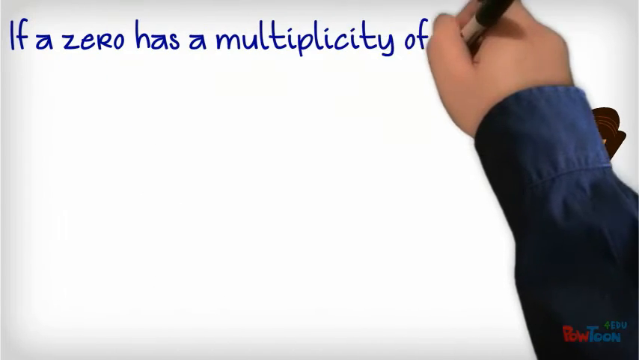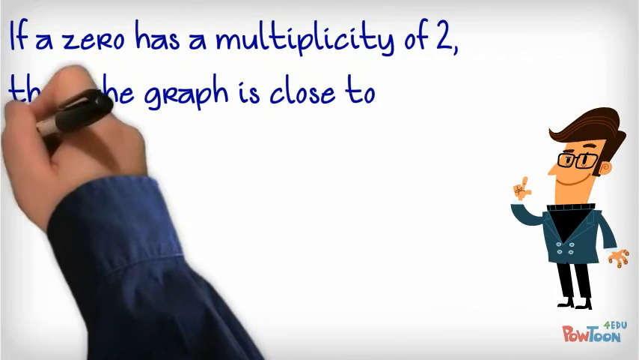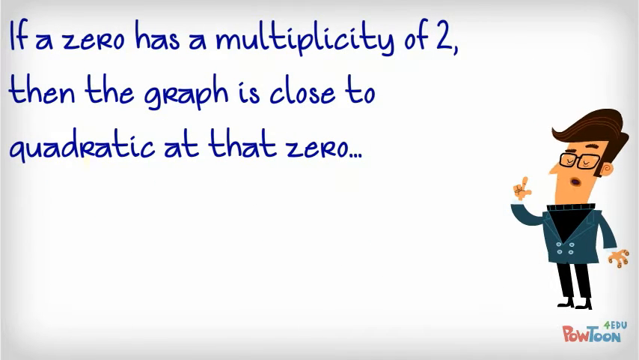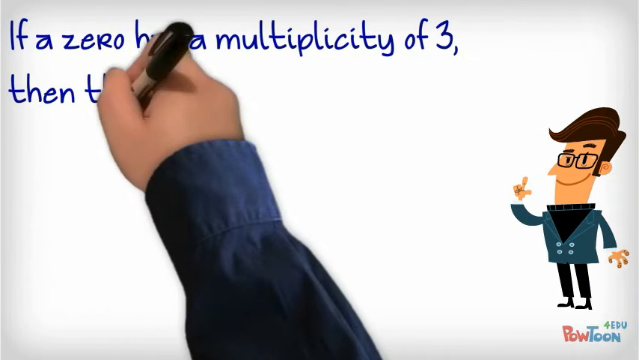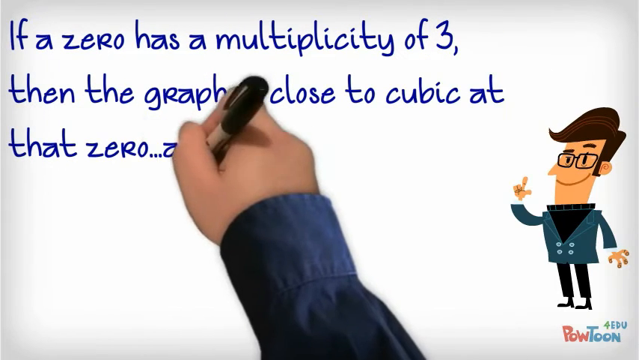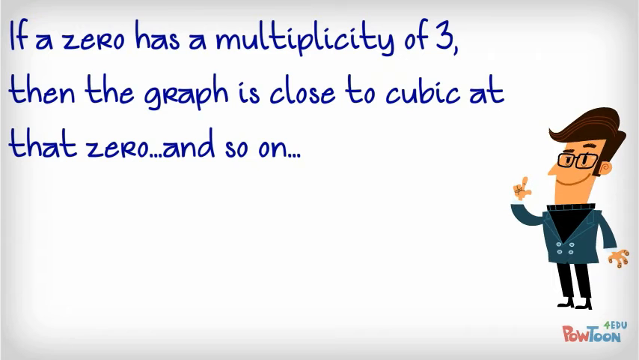But if a zero has a multiplicity of 2, then the graph is going to look like a little parabola or a little quadratic function at that location. Likewise, when the multiplicity was 1, the graph looked linear, or like a line, at that location. But if the multiplicity is 3, you have the same factor three times, x plus 3 times x plus 3 times x plus 3, then at the zero of negative 3, the graph is going to look cubic at that location. Not linear, not parabolic, but cubic. And so on and so on. As the multiplicity increases, the picture changes.